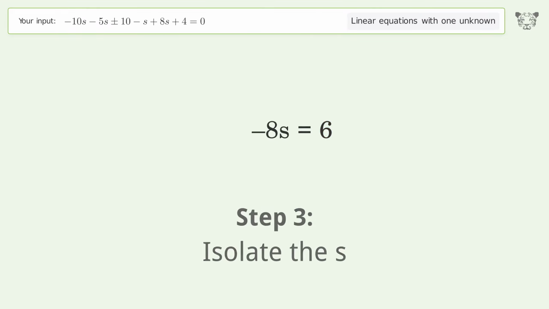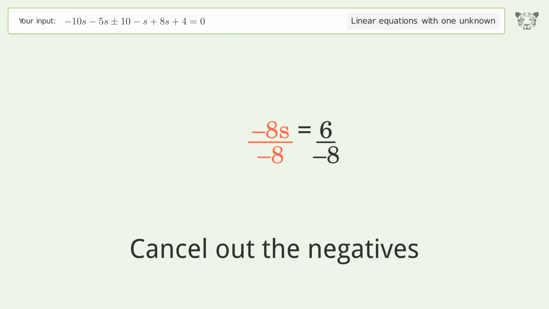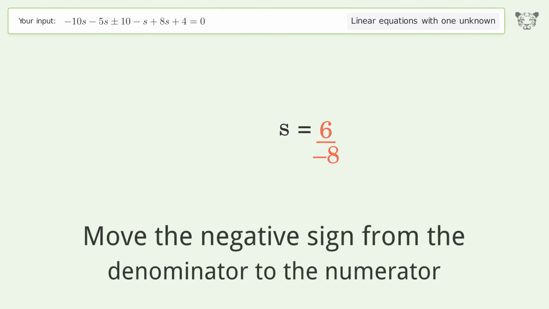Isolate the s. Divide both sides by -8. Cancel out the negatives. Simplify the fraction. Move the negative sign from the denominator to the numerator.